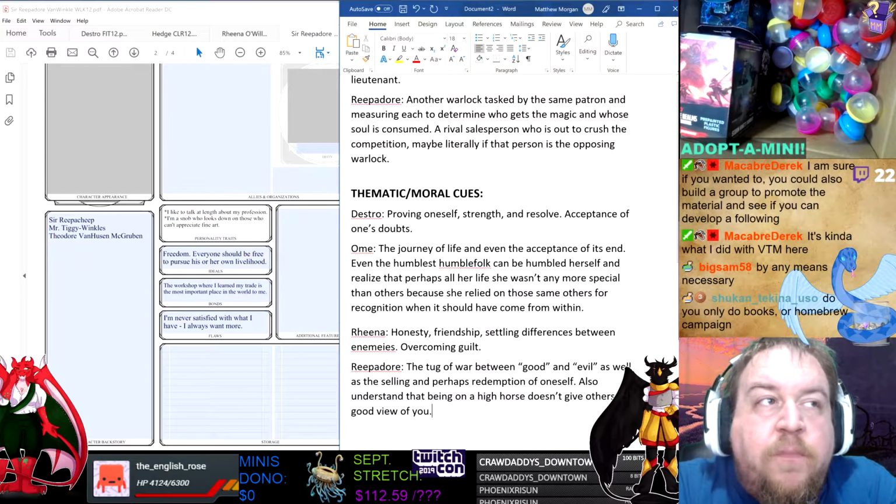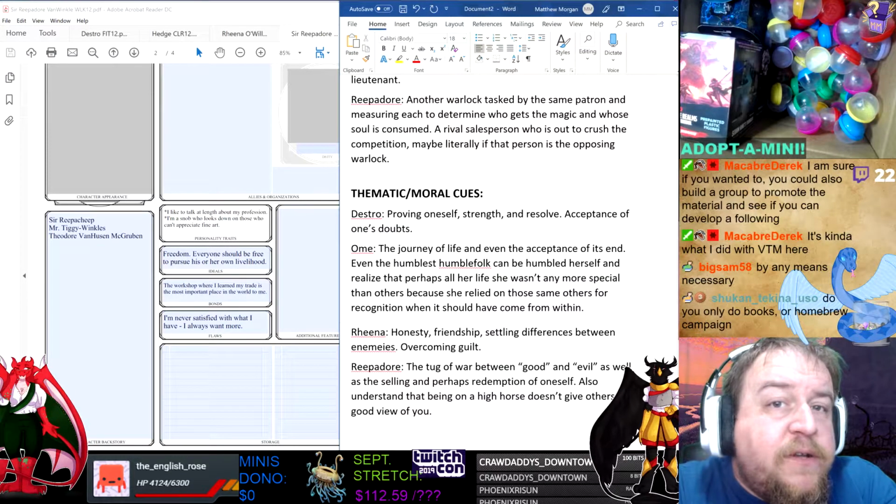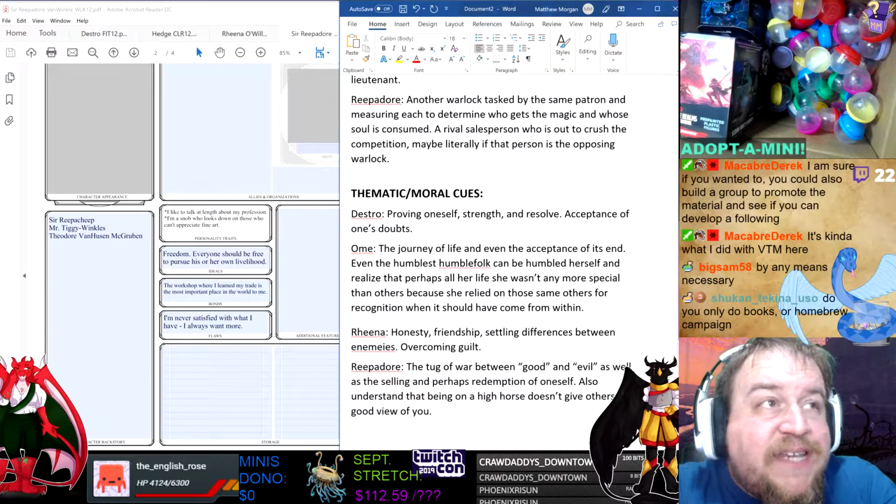Some people play homebrew at the store, Shukan. I run out of the books because I want to keep things accessible, and to keep everyone pretty much on the same page.